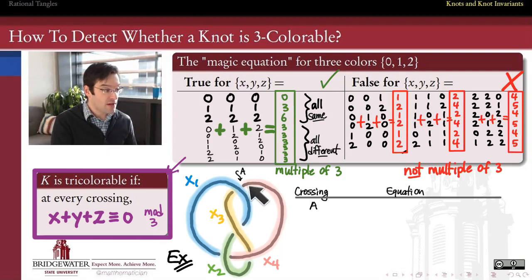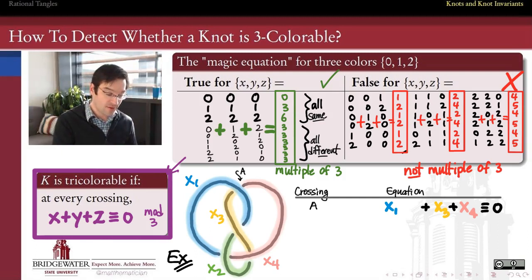So at the first crossing, which I've labeled A up here, we have 3 arcs that are incident. x1 is our over arc, and x3 and x4 are our 2 under arcs. And so if this tricolorability magic equation is satisfied at crossing A, that must mean that the colors that we assign to x1, x3, and x4, when added together, need to be a multiple of 3. So at crossing A, the equation that we need to satisfy is x1 plus x3 plus x4 is congruent to 0. And then secretly over here, there should be a little mod 3. I just don't really have space to write that every time.